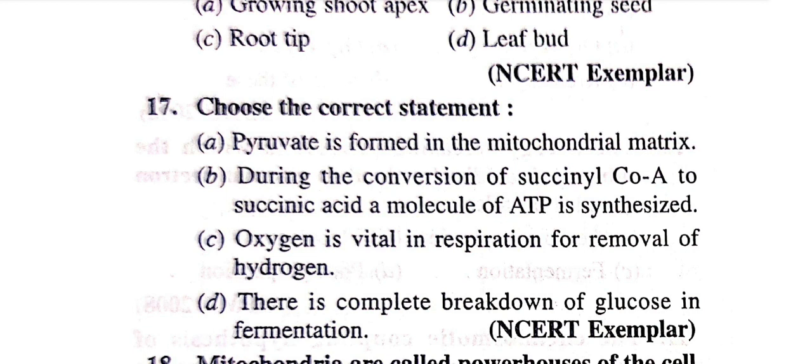Option B, the conversion of succinyl coenzyme A to succinic acid, a molecule of ATP is synthesized. Actually, the more technically correct one is that GTP is formed or synthesized. Okay, so here option C is correct.